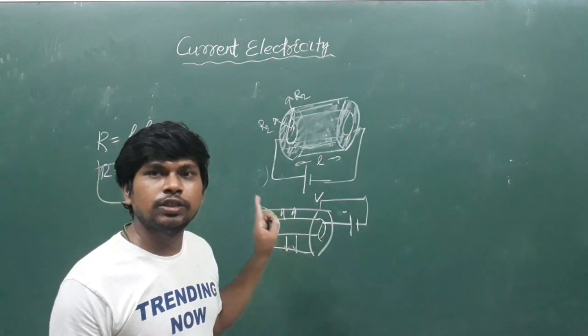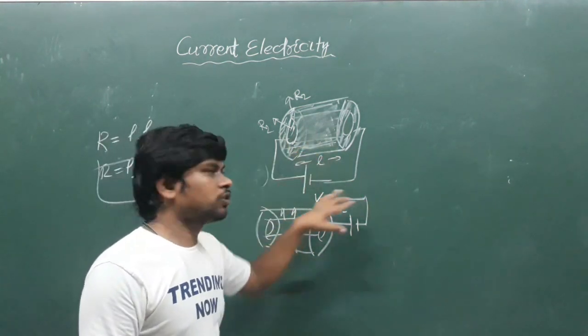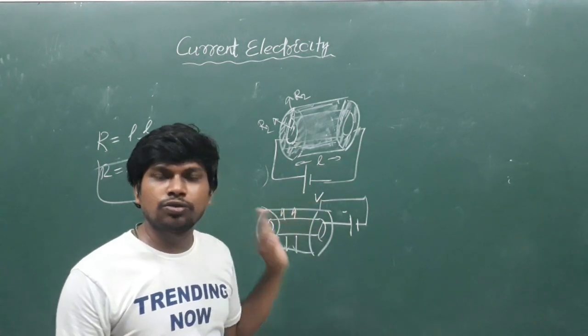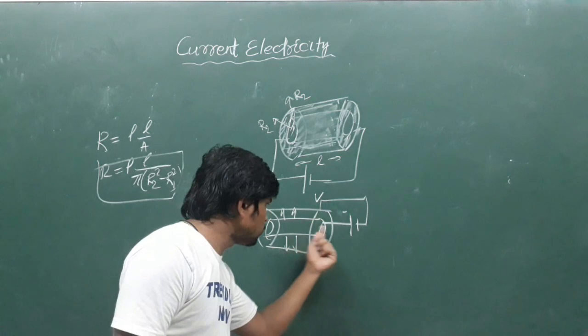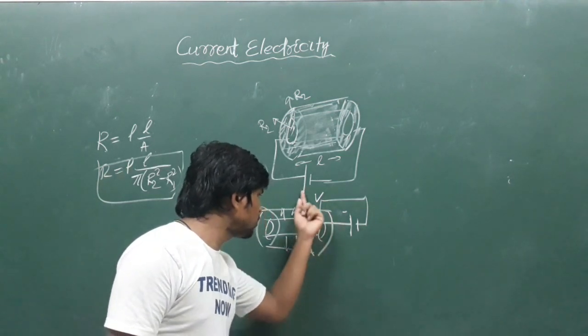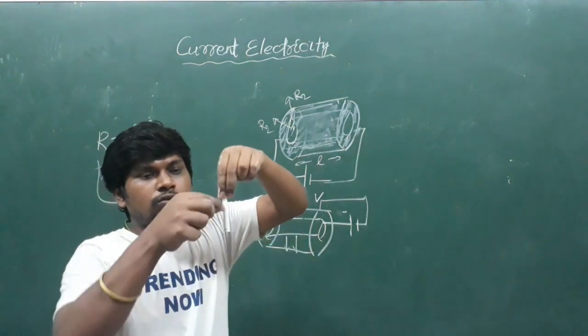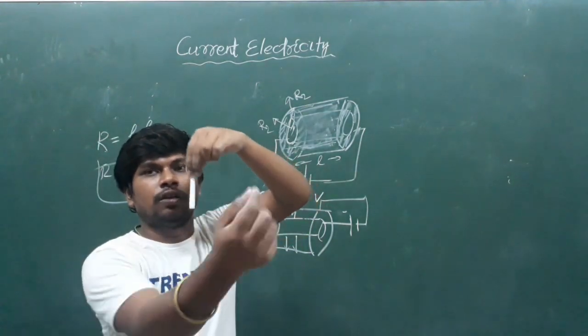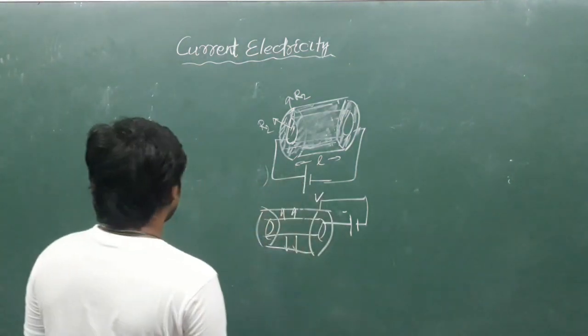The resistance is different from this one. Here the potential is applied across the ends. You should always take the length along which the current flows. Here the current flows from positive to negative, that is from inner to outer. If this is a conductor, the current comes from inside to outside. So you have to find the resistance. This can be asked as a different question.